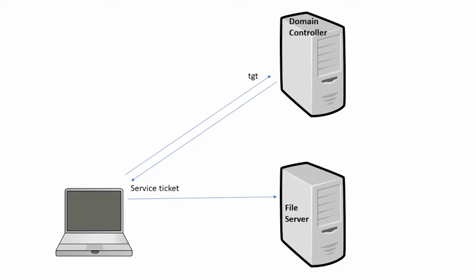We actually don't go to file server 1 right away. We actually go right back to a domain controller, to the Kerberos service, and we present our ticket granting ticket. And then the Kerberos service on the domain controller sends us back something called a service ticket, which we then present to our file server, and that lets us in.